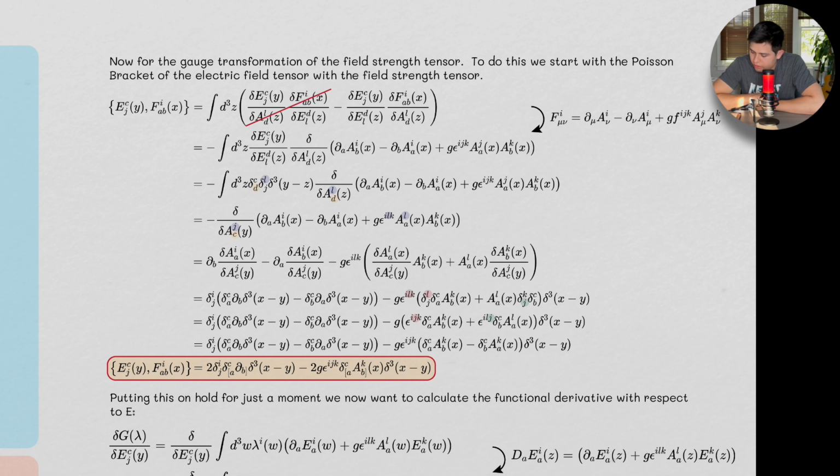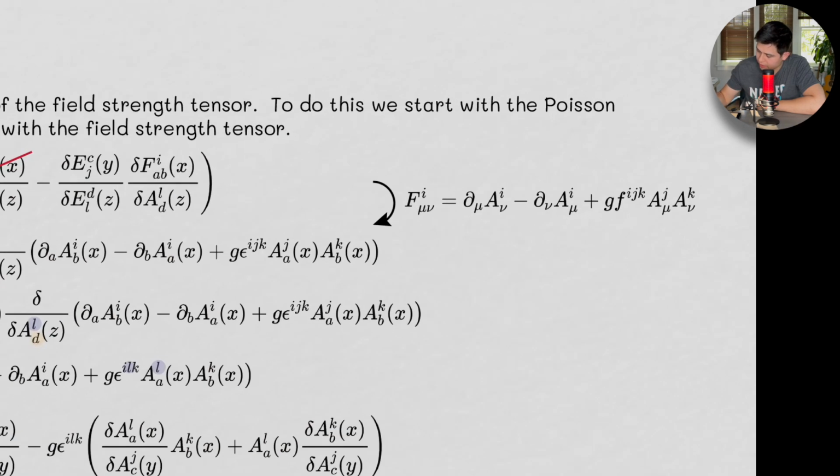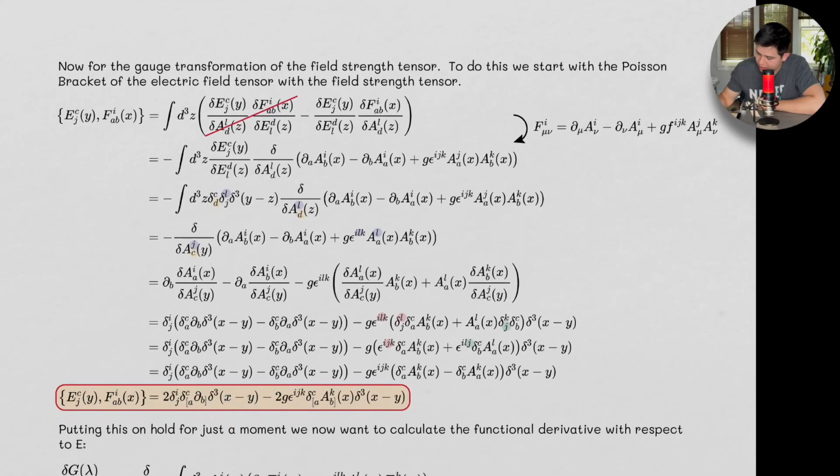Now for the gauge transformation of the field strength tensor. To do this, we start with the Poisson bracket of the electric field tensor with the field strength tensor. Okay, so this is going to be a doozy, so let's go through this as best as we can. This guy is going to go to 0 because this thing is not a function of this, and this guy's not a function of this guy. And so we're left with this, and when we have this in mind, we can say that we have this, which is this guy, multiplied by this, which is our F, is all of this, and then this is right here.